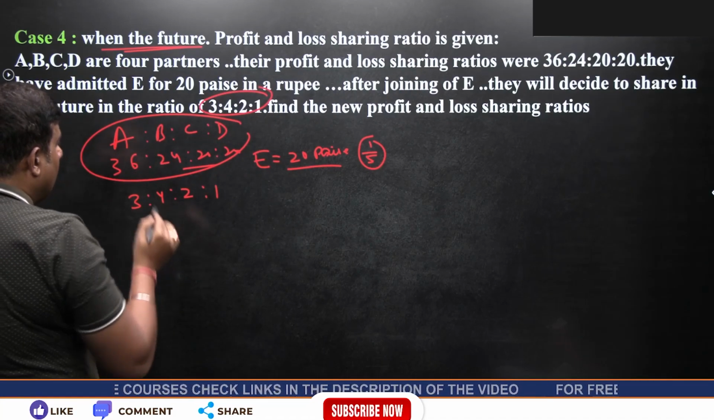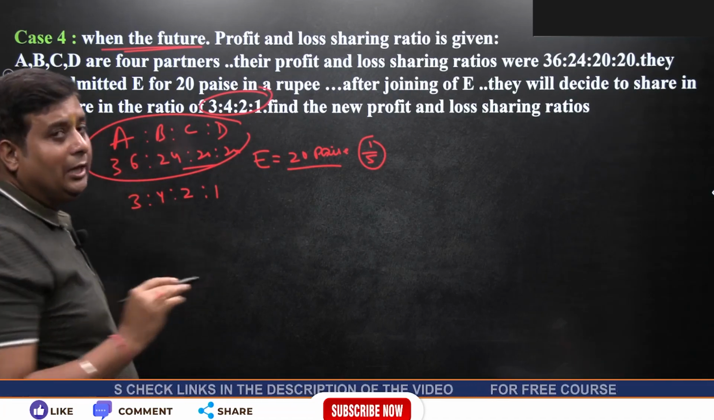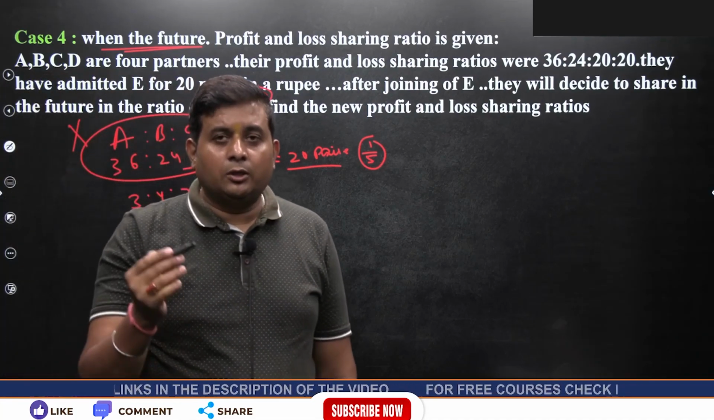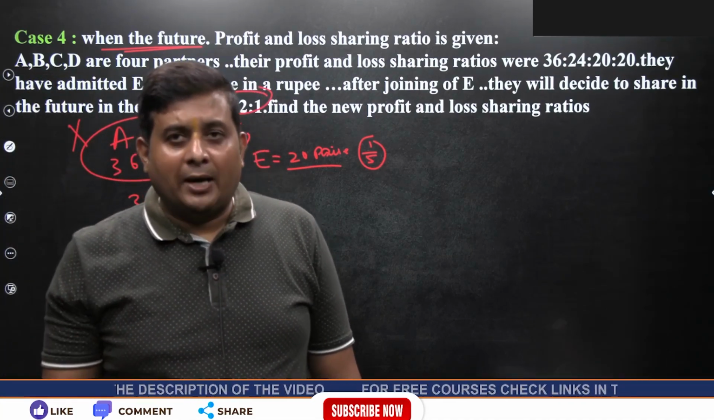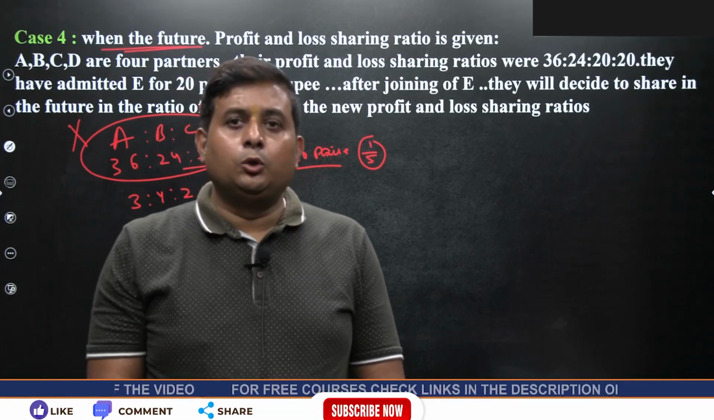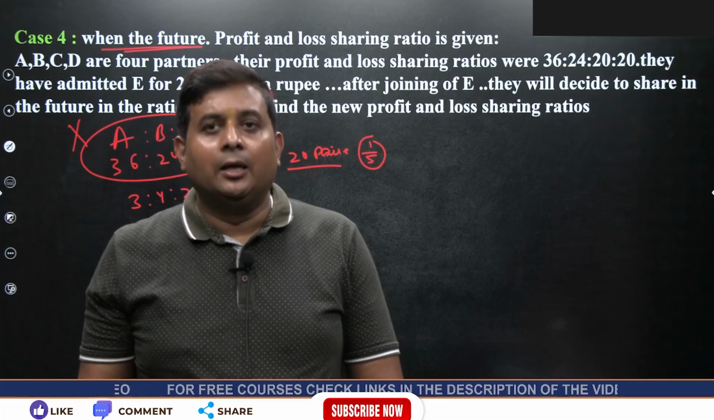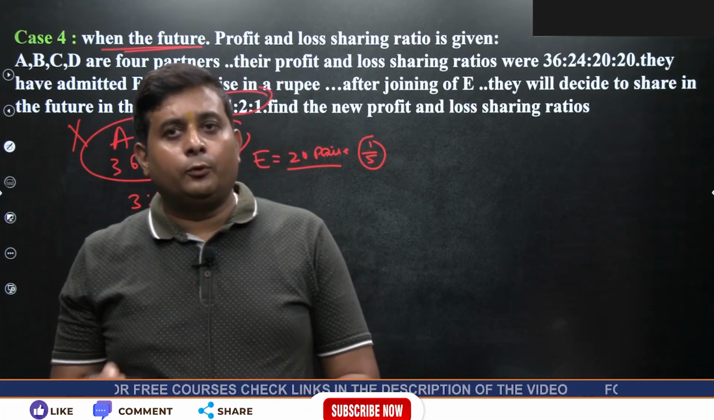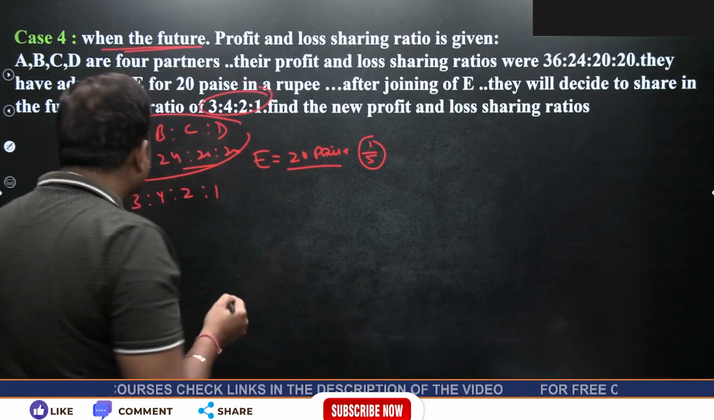So it means here the old ratio doesn't have any use, because we have already admitted E into the partnership firm, and whatever the remaining share we have, it is mutually agreed between A, B, C and D. They are going to share in the ratio of 3:4:2:1. So let's solve this question.